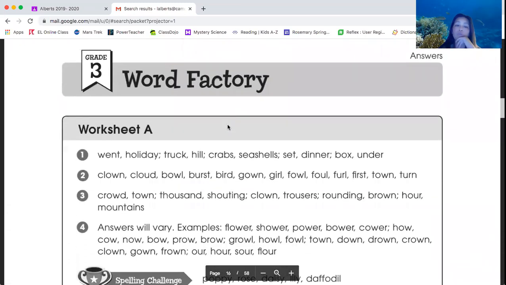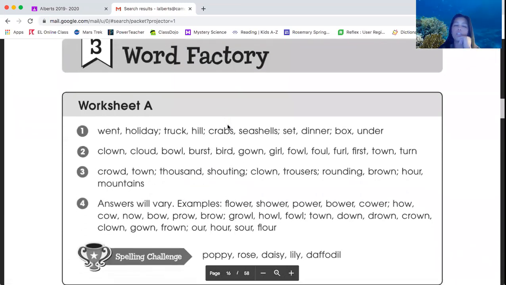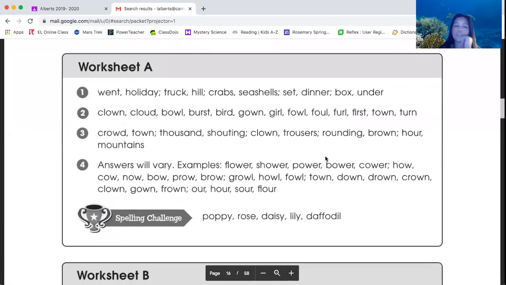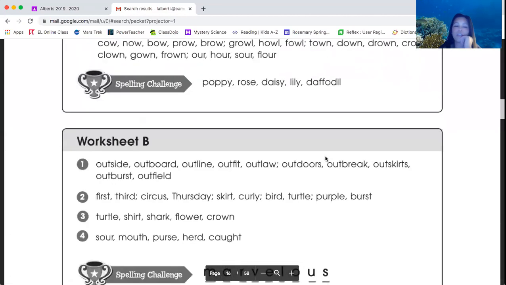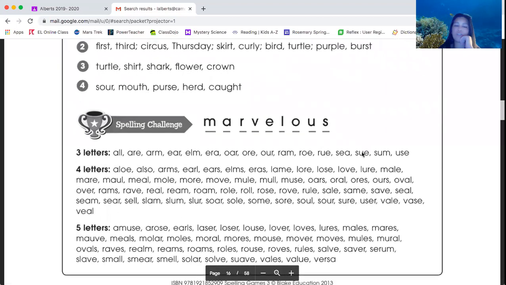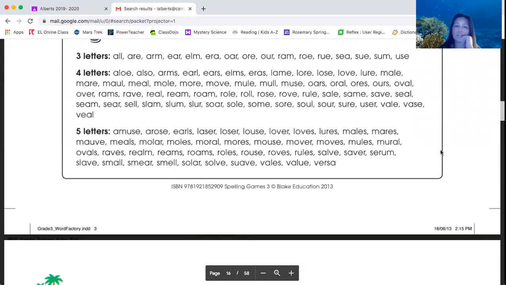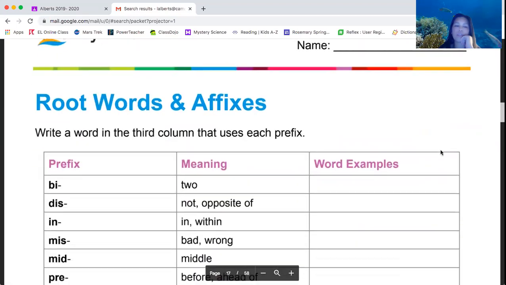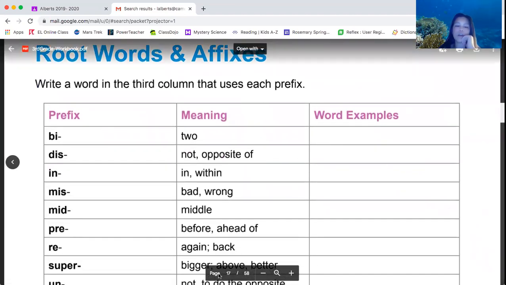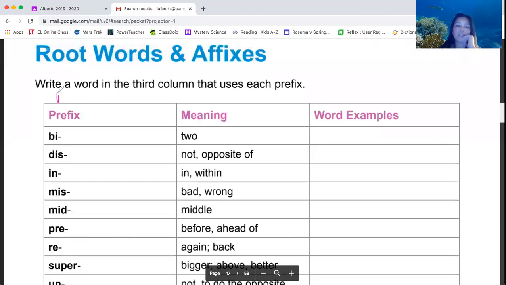Oh, as I'm scrolling down, if you guys want to pause the video, you guys can see the answer key to the first part of your first worksheet, and then also the second worksheet. So if you've made it this far, here's all the answers. If you just pause the video, then you guys can see these. Okay, going down to root words and affixes. So remember, prefixes, they come at the beginning. So here, oh, it's faster if I type it. The prefixes come at the beginning of a word, okay?